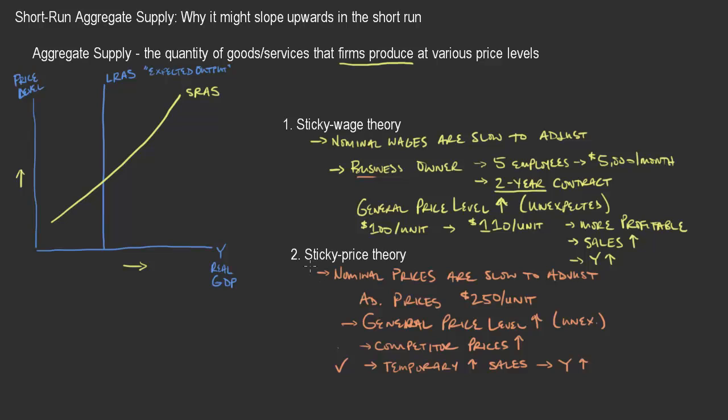So right here what we're looking at is the reasoning, the step-by-step theory that would cause us to think that the short-run aggregate supply curve might slope upwards. I think it's a decent theory. I think it's good for thinking about this.